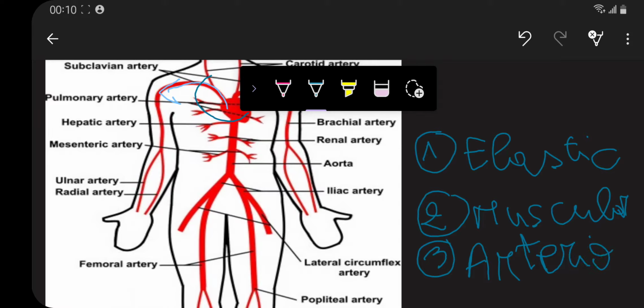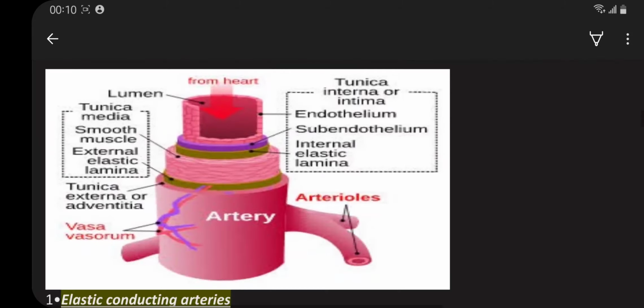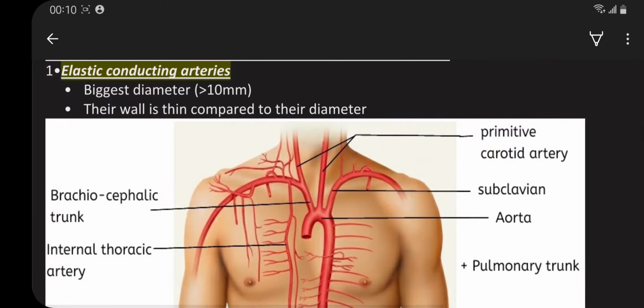Arterioles. So yeah, let's start with the first type, the elastic conducting arteries. These are the biggest in diameter. Obviously, their diameter is usually above 10 millimeters. They come directly from the heart.